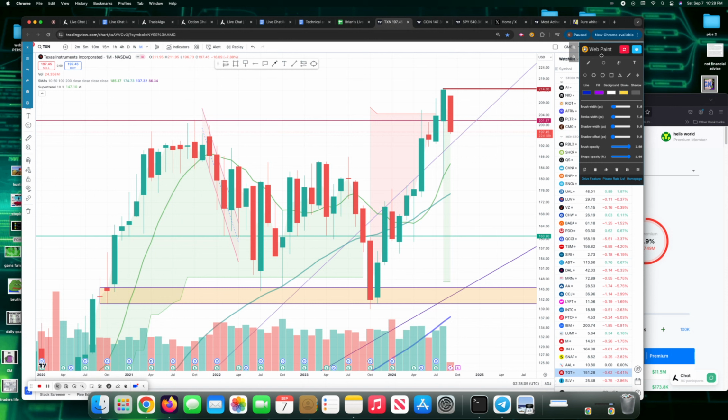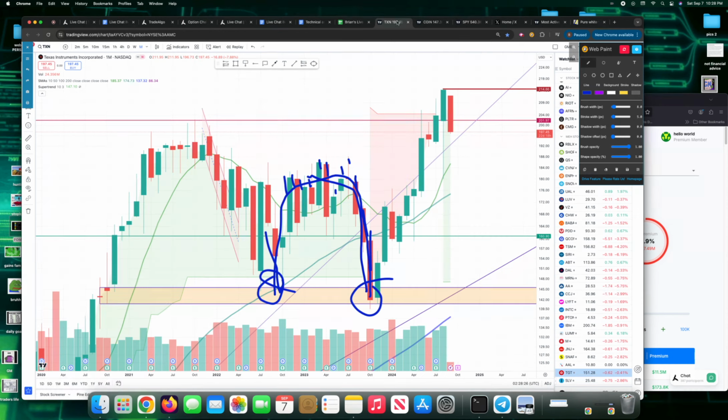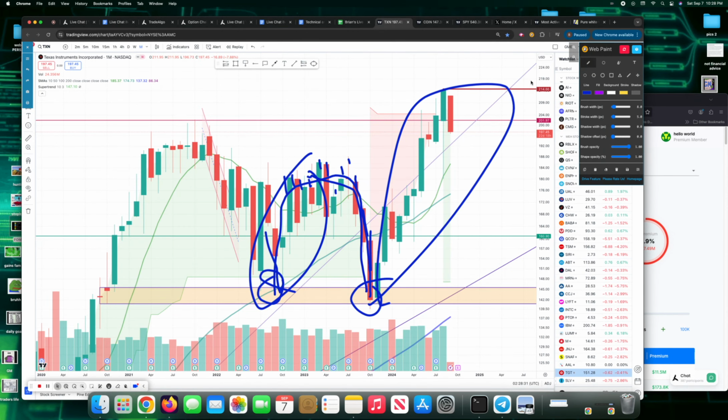So it went up after testing 1, 2, 3, 4, 5, 6, 7, 8, 9, 10, 11, 12 months. A whole year. Is that a long time between here and here? Absolutely. So the first touch of a major support, or first touch in a while or a long time, is always the strongest bounce. Did we get a pretty strong bounce? It's actually bigger than the last one. So high time frame demands, juicy, juicy. Love them, right?